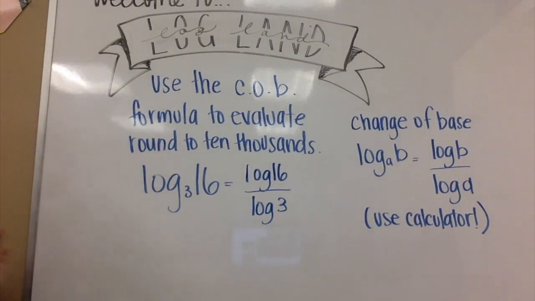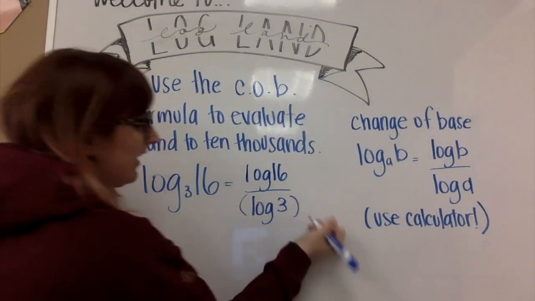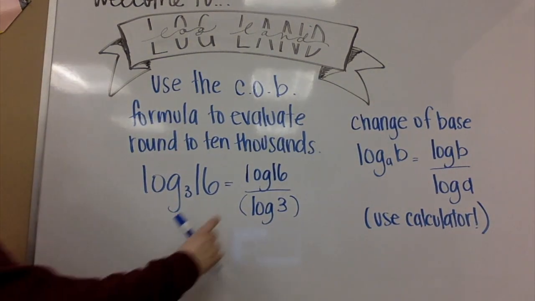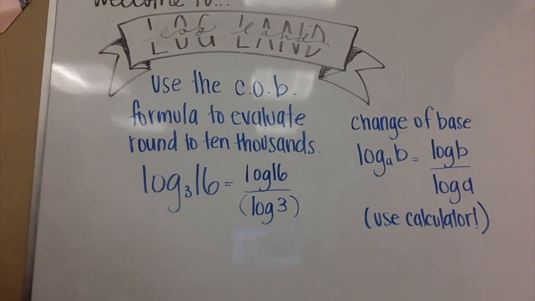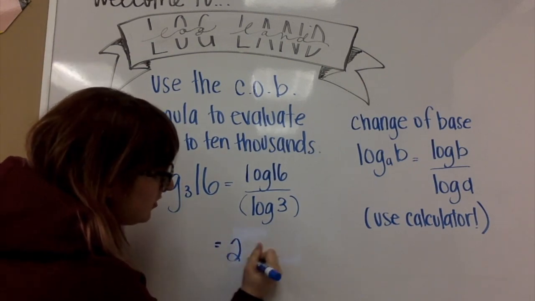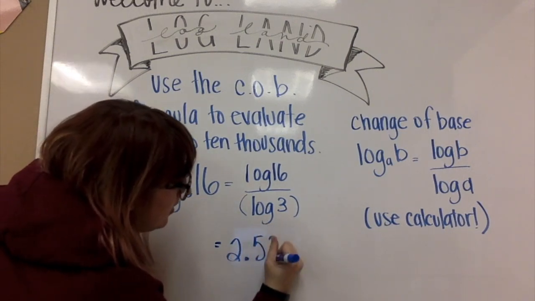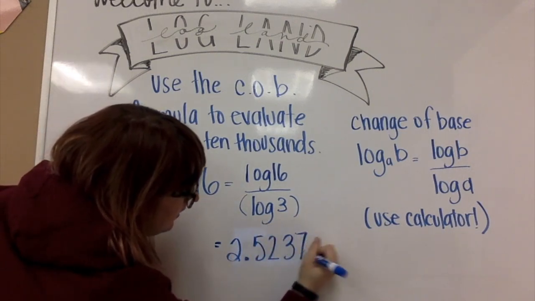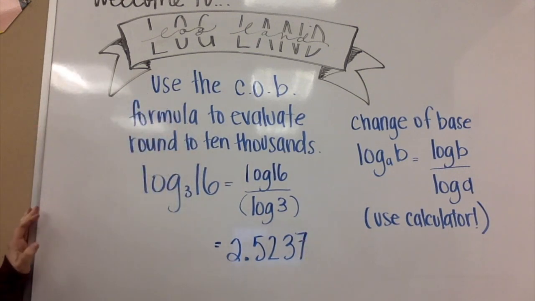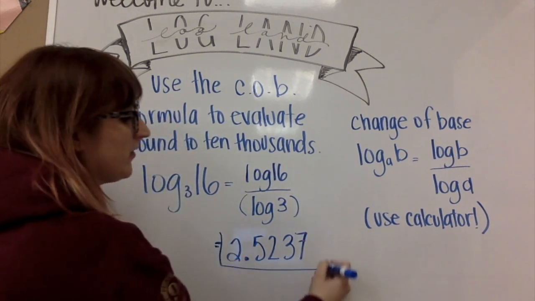You really want to make sure that you use parentheses when you're adding this into your calculator, especially if you have something in front of the log. So when you enter this into your calculator, you should get about 2.5237. And that is your answer.